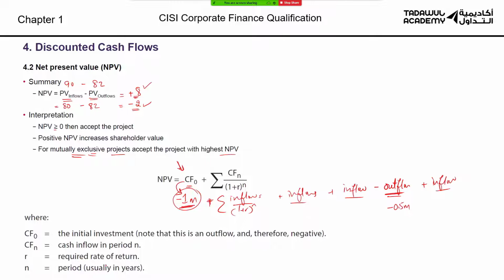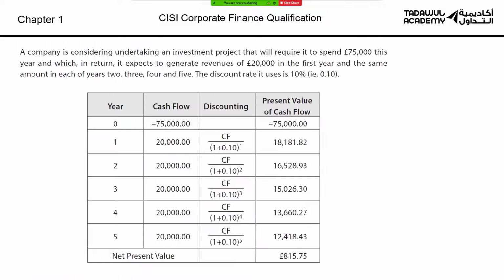Here, N is usually in years. We've seen cases where the N is in quarterly or semi-annual periods. In this qualification, again, this is a beginner's, technical foundation into corporate finance. So you're not expected to look into inflows on a quarterly or a monthly basis. Let's look at a quick example on how this works.